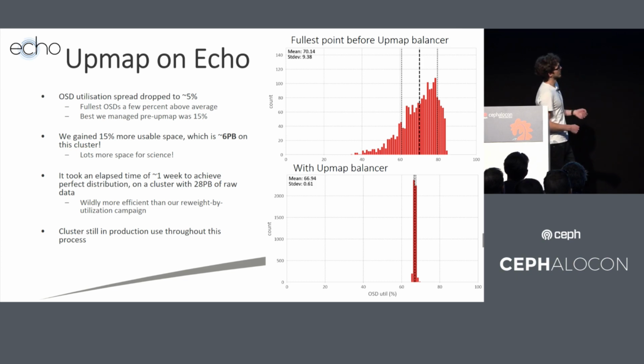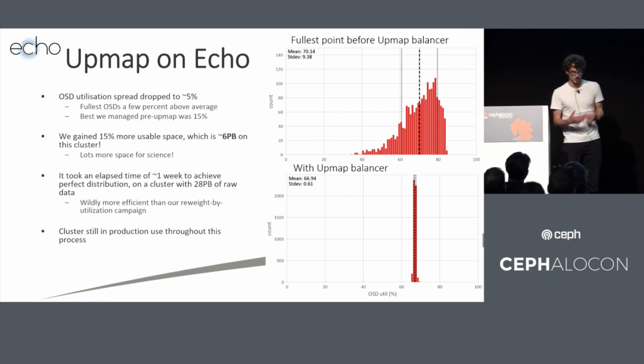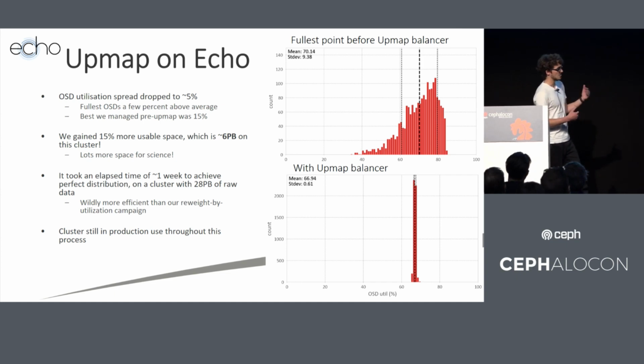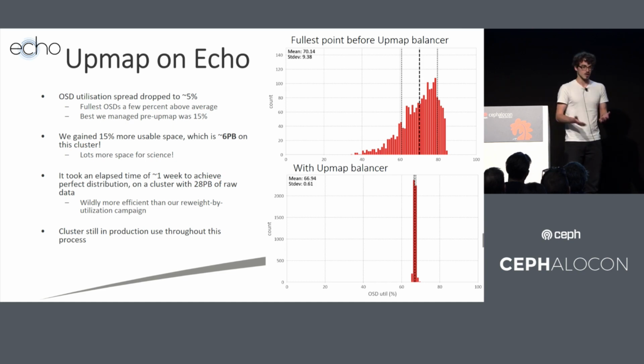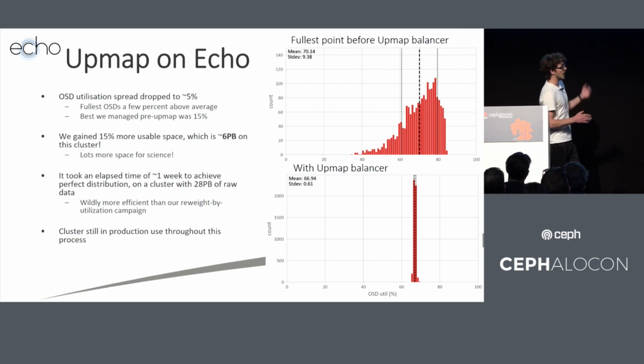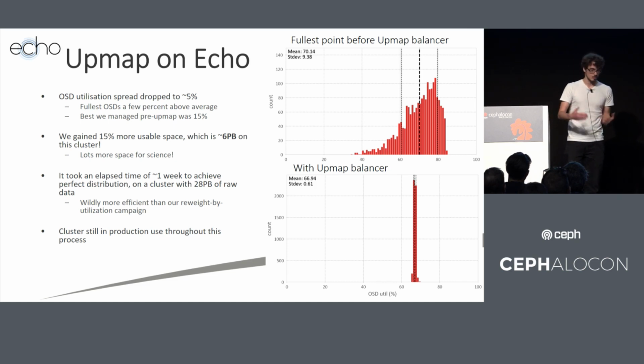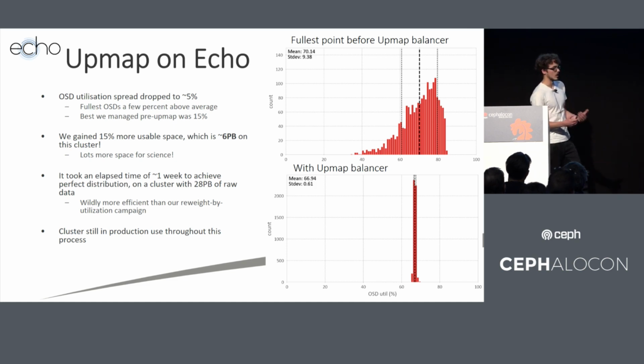Roughly eyeballing the new distribution, we had approximately 6 petabytes of extra space to play with now. We could comfortably run the cluster at above 80%, 85%. We can run at 80% without even changing the default full ratios, which was really cool. And once we get more comfortable, and once we're happy that the UpMap balancer is working as expected, we can push it higher and higher.